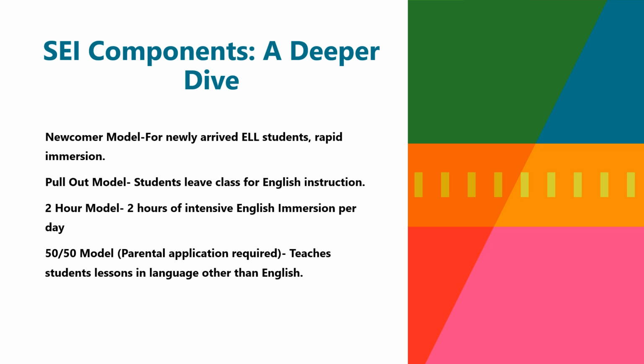Next, the 2-hour model is explained as such, giving students 2 hours a day to develop their language proficiency. And lastly, very similar to sheltered English, there's the 50-50 model, which requires parent signature and permission, but gives the students lessons that they would normally receive in English immersion in a language other than English.